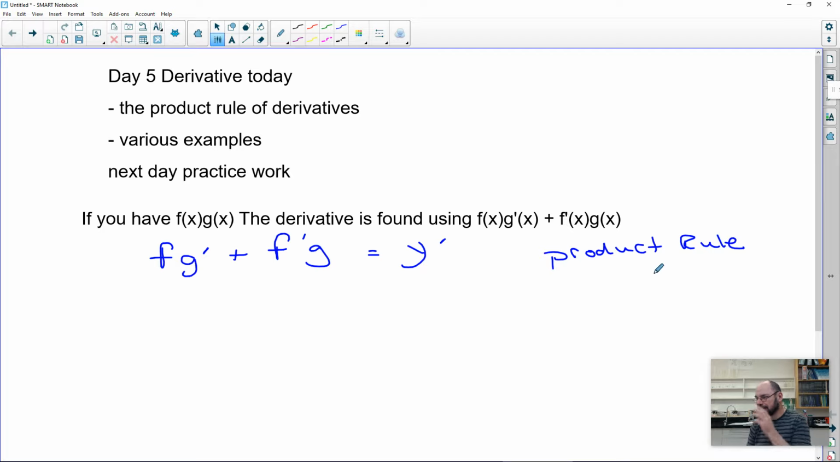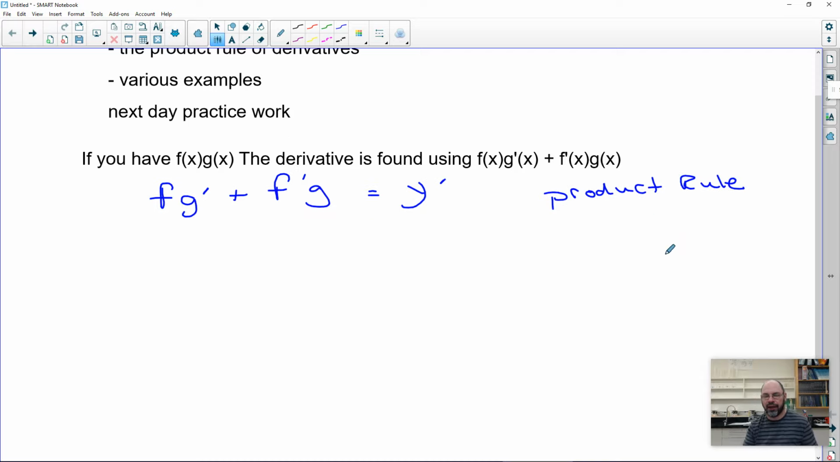Okay, so let's do some examples. Okay, I like to break it down into parts and then do my product rules. But some people will do them all in their head. But I would recommend breaking them down to start with. So let's do our first example.